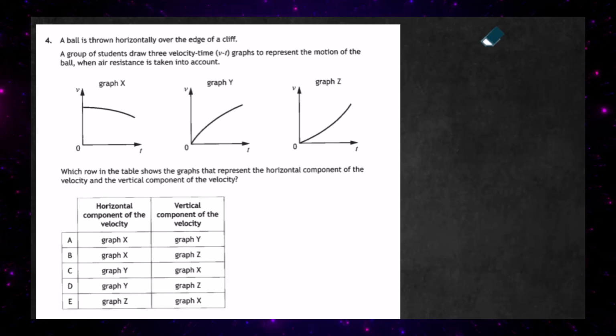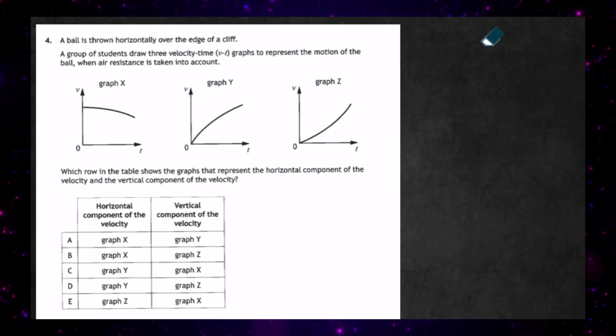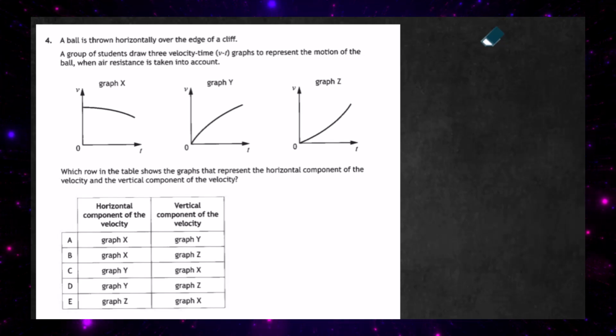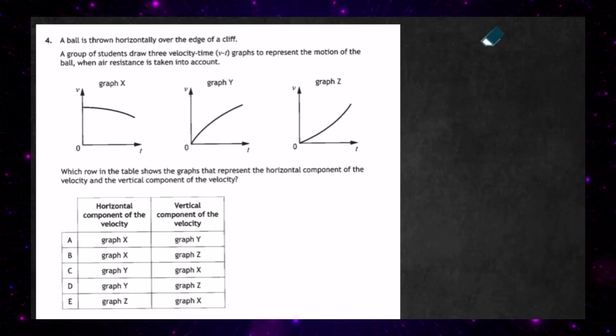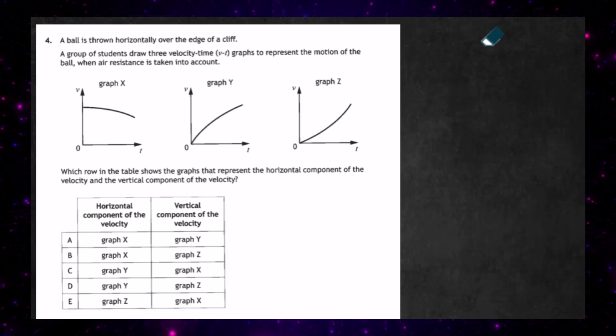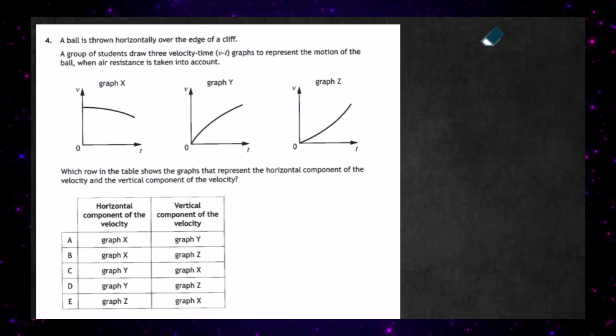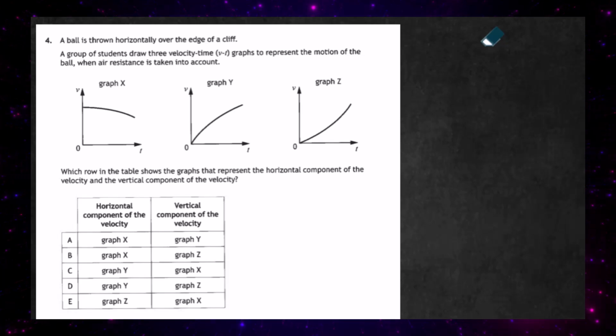Question 4 from the multiple choice of the 2024 Higher Physics examination from the SQA. A ball is thrown horizontally over the edge of a cliff. A group of students draw 3 velocity-time graphs, VT graphs, to represent the motion of the ball when air resistance is taken into account. And here are the 3 graphs: graph X, graph Y and graph Z.